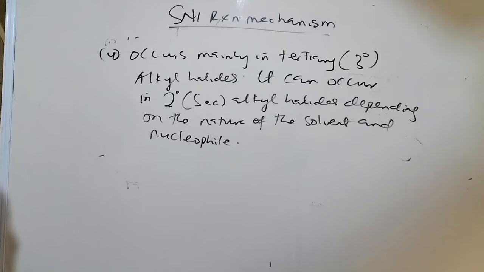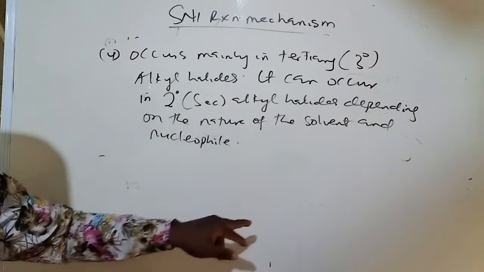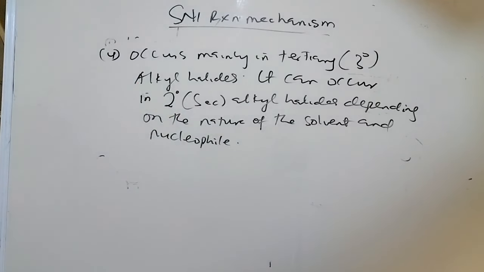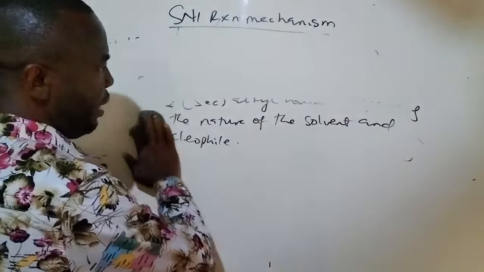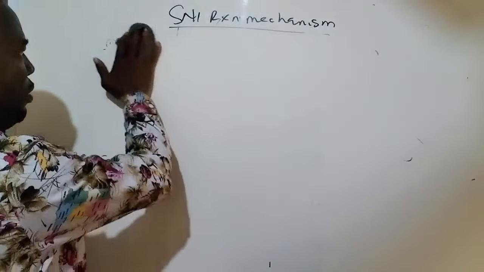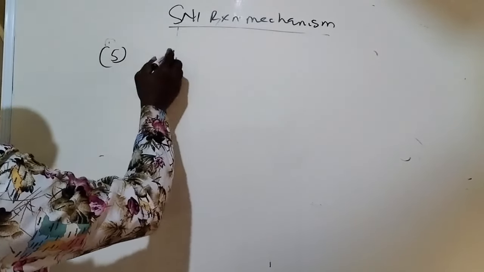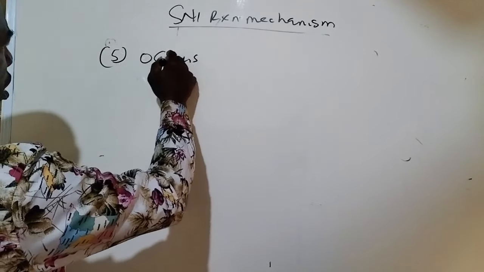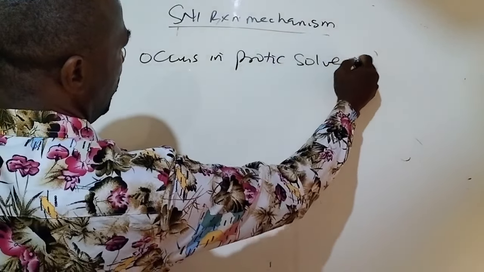Both SN1 and SN2 can occur in secondary alkyl halide, but that depends on the nature of the solvent being used and the type or structure of the nucleophile that is involved. So, having done that, then the kind of solvents. So number 5, we say that SN2 reactions occur in aprotic polar solvents, but SN1 reaction occurs in protic solvents.